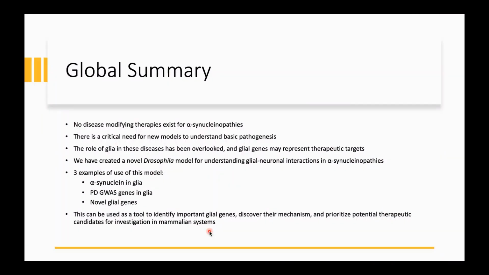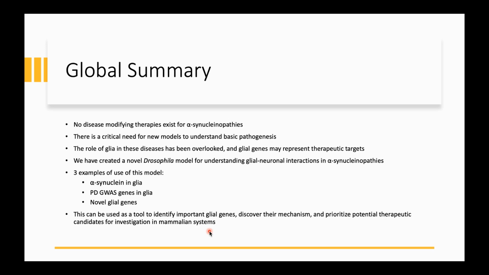Okay, I'll end with a global summary of the talk, which is that no disease-modifying therapies exist for alpha-synucleinopathies. So there's really a critical need for new basic models to try to understand the pathogenesis of these diseases in order to ultimately develop therapies. My opinion is that the role of glia in these diseases has really been overlooked, and so we may be missing glial genes that could be therapeutic targets. To try to remedy that problem, we've created a novel Drosophila model for understanding glial neuronal interactions in alpha-synucleinopathies.